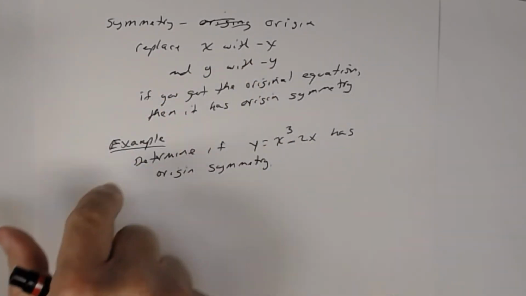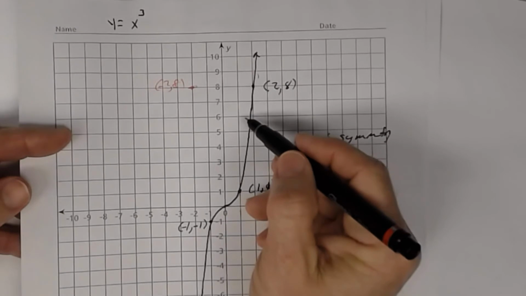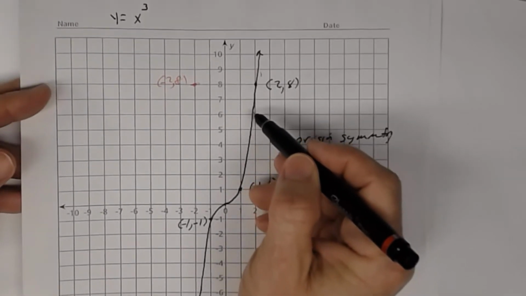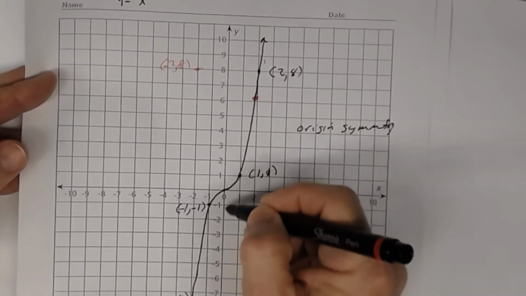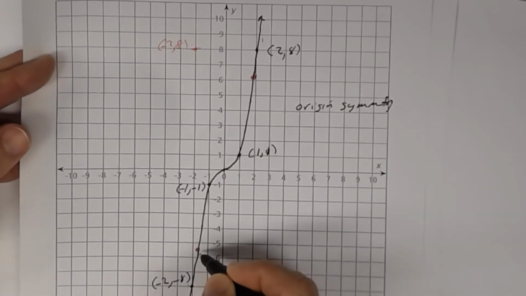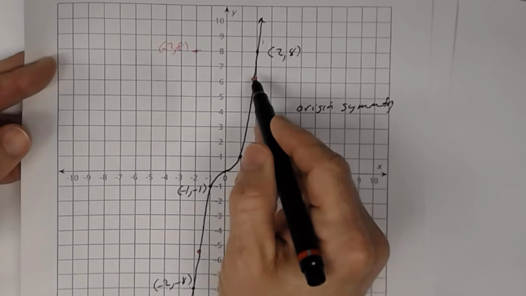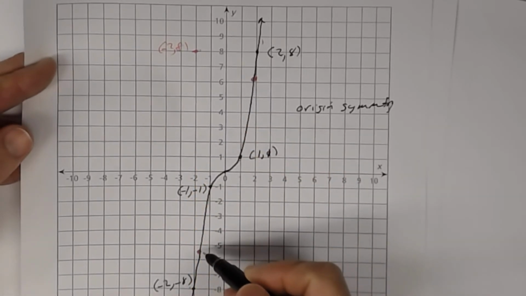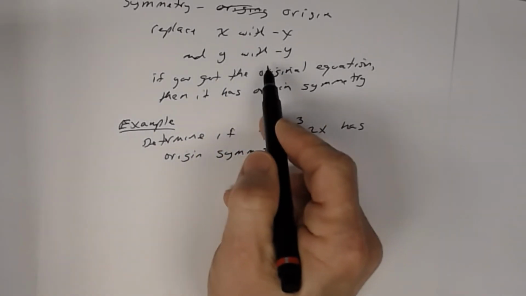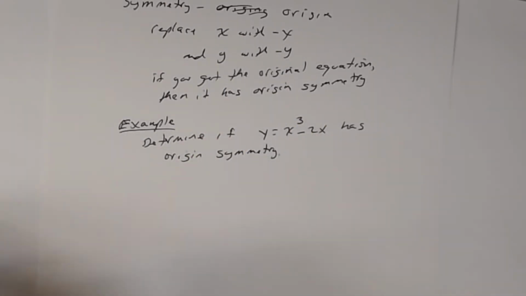That's why you see both of them, because with every point, if you have origin symmetry, this point right here, reflect about the origin, you'll get this point right here, whatever that is. You can also get it by reflecting about the y-axis and then reflecting about the x-axis. So that's why you see both. All right, now let's go back to this problem.